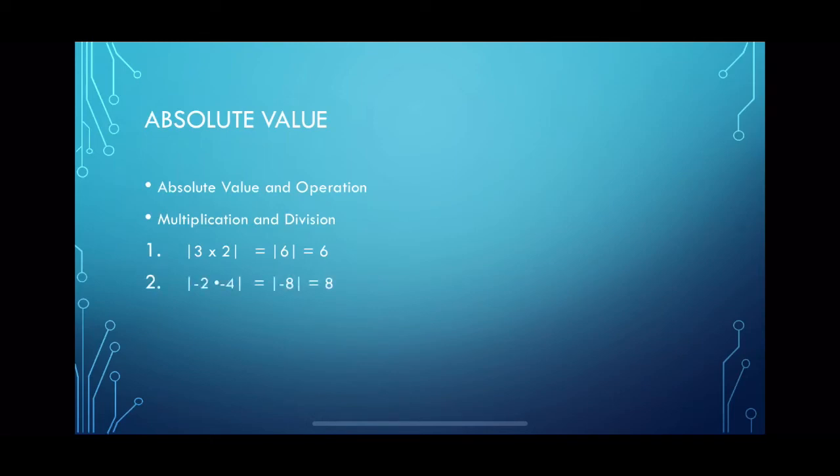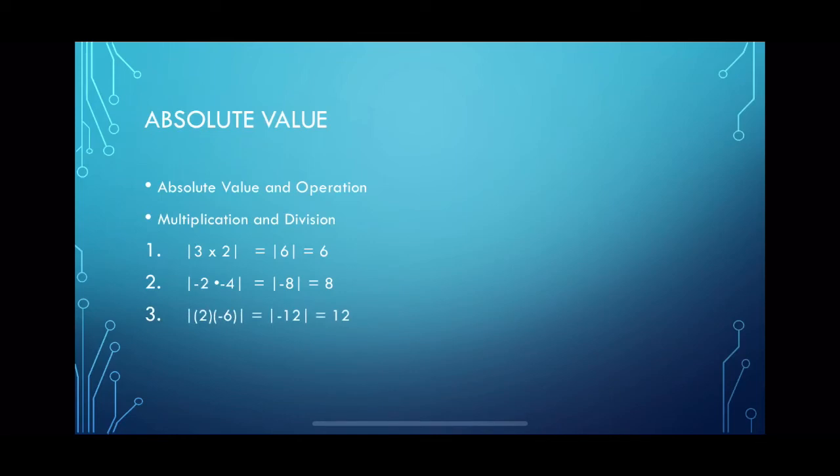For number 2, we have absolute value of negative 2 multiplied by negative 4. And we will have absolute value of negative 8. Then getting the absolute value of negative 8, we will have 8.